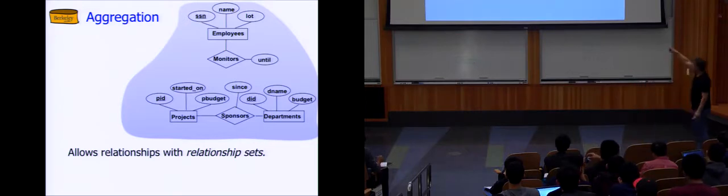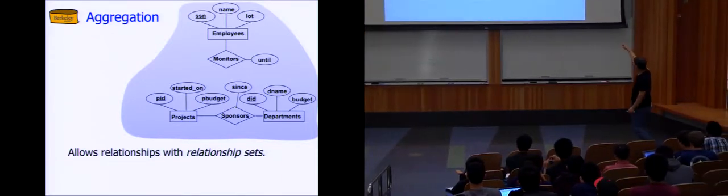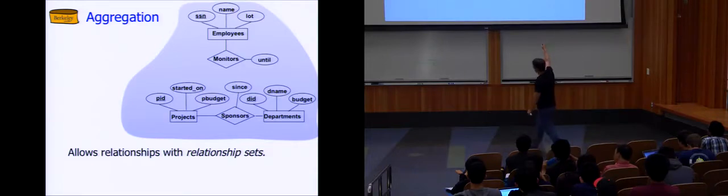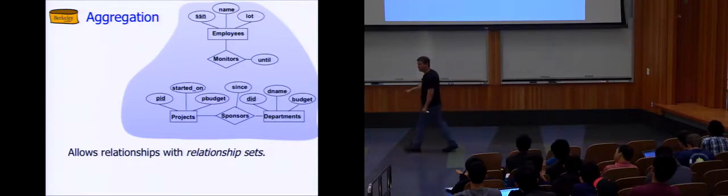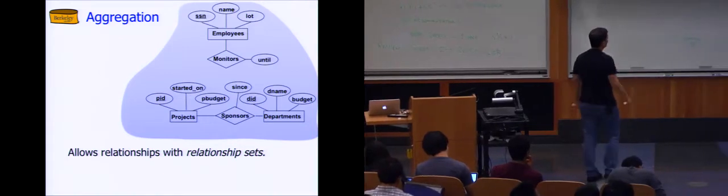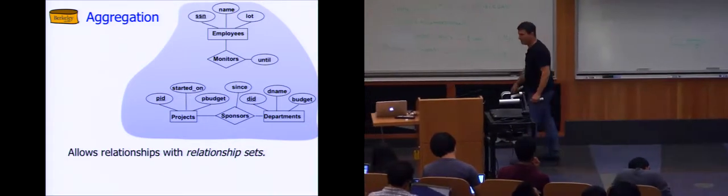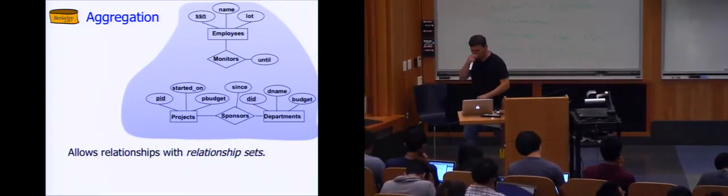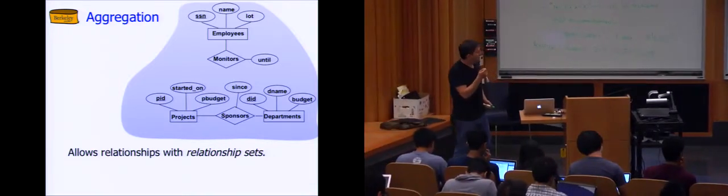They're not monitoring the project per se, because the project may have multiple departments sponsoring it. They're not monitoring the department, because there may be many departments involved. What they're really monitoring is this relationship between the project and the department, this sponsorship relationship. And remember that there could be many sponsorships of a pair of projects and departments, because this is a many-to-many relationship. So we really want the employees to monitor that sponsorship.